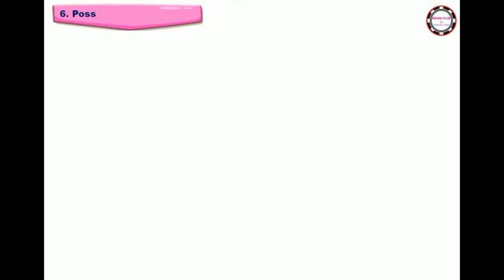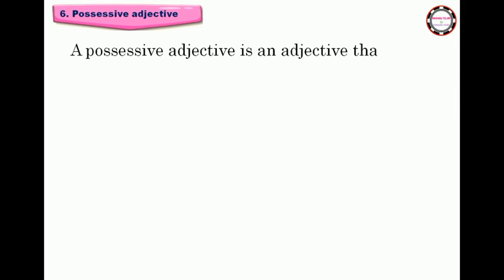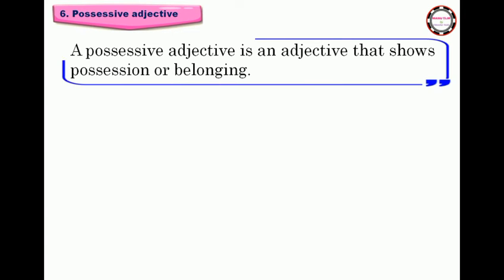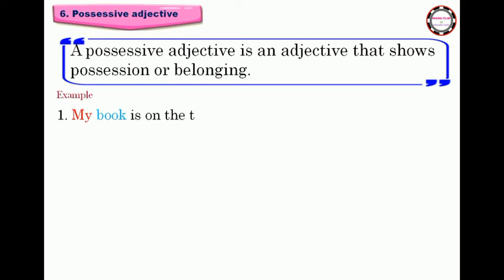Next, possessive adjectives. A possessive adjective is an adjective that shows possession or belonging. Observe the examples carefully. My book is on the table. Here book is the subject. Whose is it? My. So it is a possessive adjective.